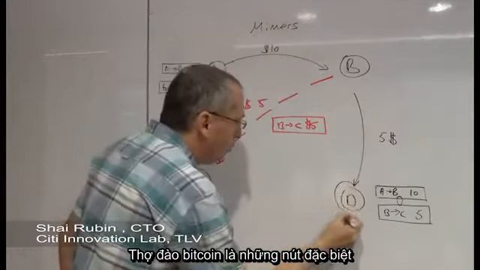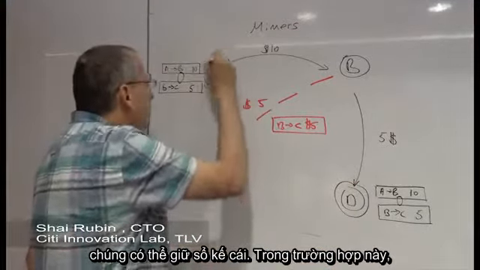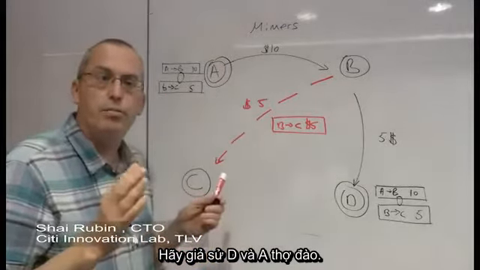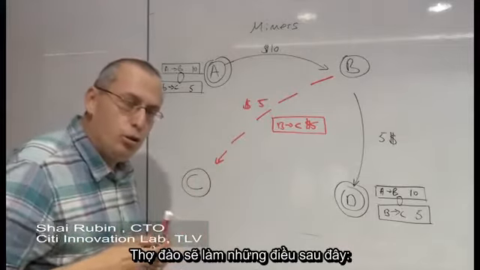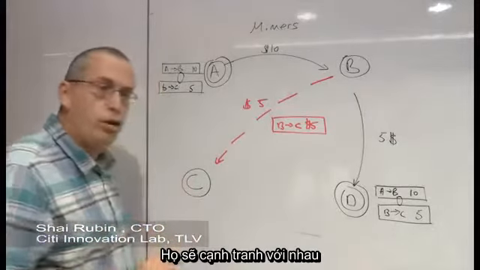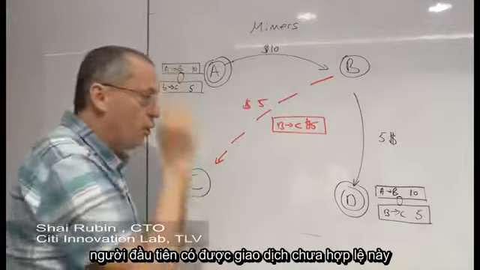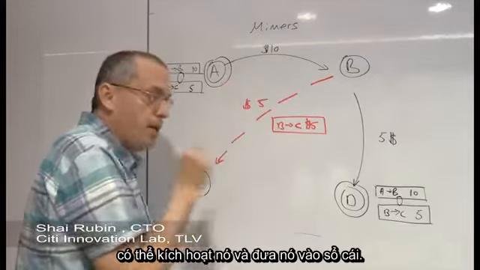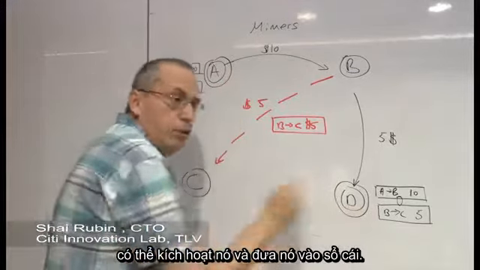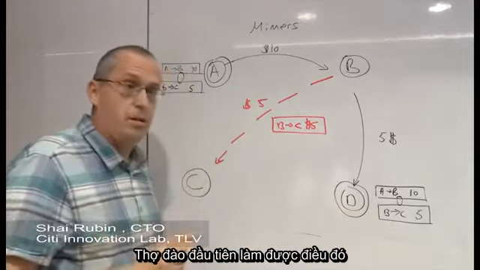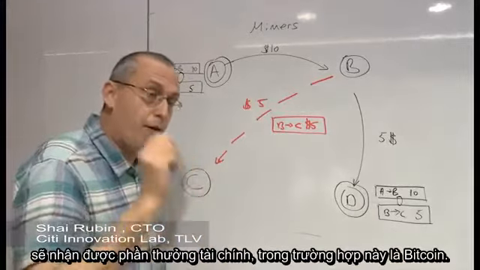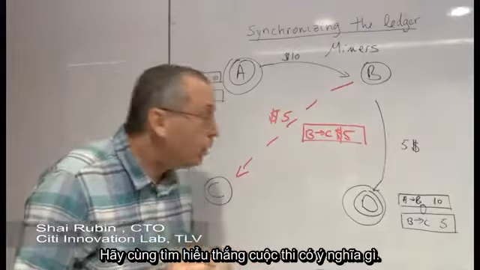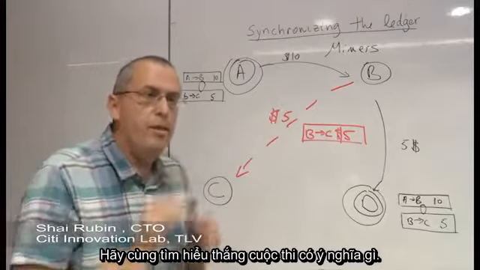Miners are special nodes which can hold the ledger. In this case, let's say that D and A are miners. Miners are going to do the following thing. Miners are going to compete among themselves over who will be the first to take this unvalidated transaction, validate it, and put it into the ledger. The first miner that does that will get a financial reward, in this case, Bitcoin.